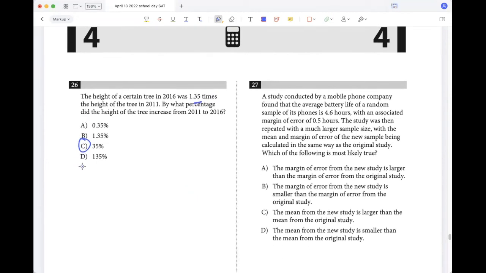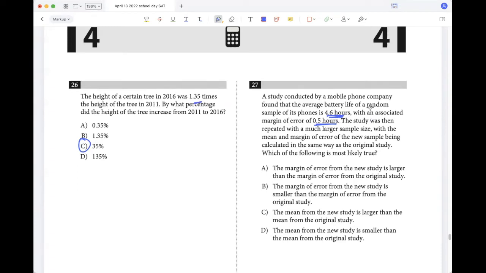A study conducted by a mobile phone company found that the average battery life of a random sample of its phones is 4.6 hours with an associated margin of error of 0.5. The study was then repeated with a much larger sample size, with the mean and the margin of error of the new sample being calculated in the same way. Which of the following is most likely true?